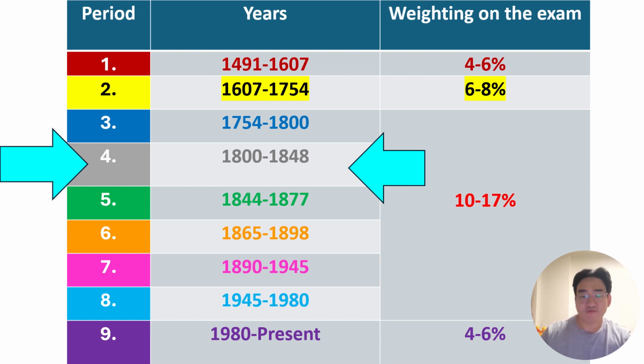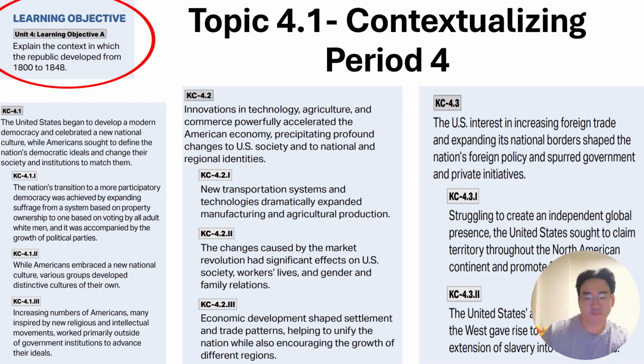If you are unsure of any of these things from Units 1 through Unit 3, please come back and see me. Let's get started. All right, so you don't have to memorize all of these key concepts. They are a preview of everything that's going to be in Unit 4, but let's look at the learning objective. So in the learning objective, it says, explain the context in which the Republic developed from 1800 to 1848. This is contextualization. Remember, all point one topics are always contextualization.